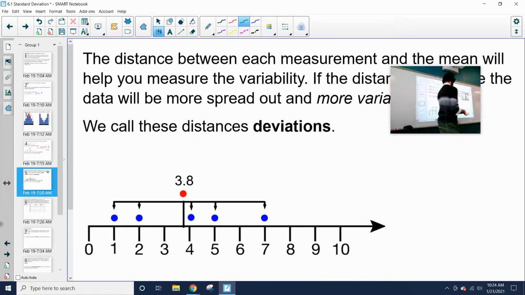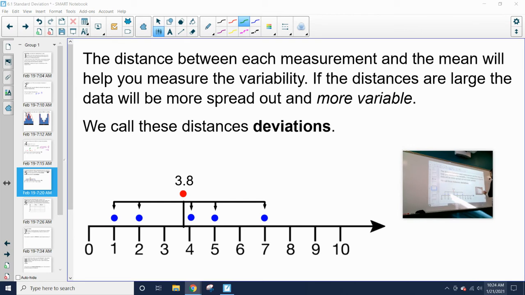Now, if we look at these data points in comparison to our mean, the distance between each measurement and the mean will help you measure the variability. So if the distances are large, the data is going to be more spread out and more variable. If the distances are small, that means our points are very close together and we have smaller variability. And we call these distances deviations. So we can look at the deviation between each of these values and our mean.